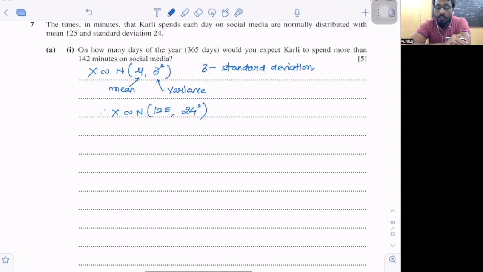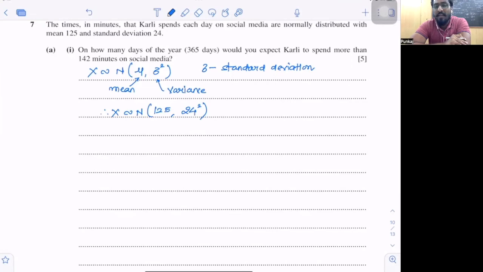Now what does the question say? The first question is for 5 marks. It's really an important question, so it's going to fetch you 5 marks. Please pay attention. It says on how many days of the year, that means 365 days, would you expect Carlyle to spend more than 142 minutes on social media?